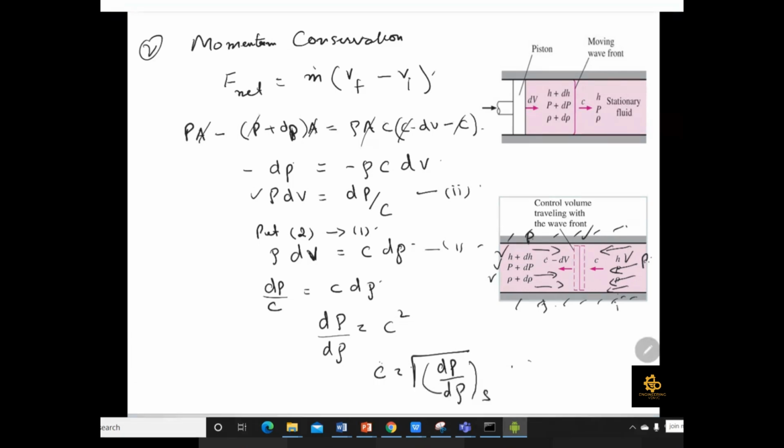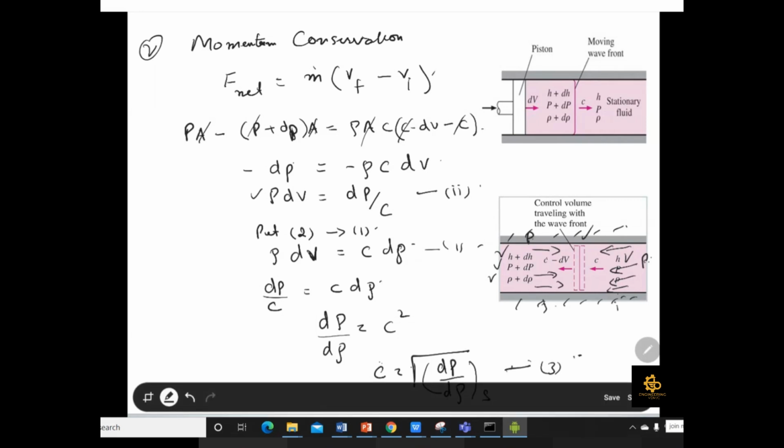Okay, so you have to note down that this is equation number 3. We will use this equation for the further analysis. So till now you have to note it down and then we move towards the next part. If you have any question you can also ask me.